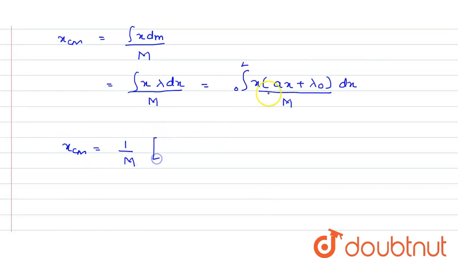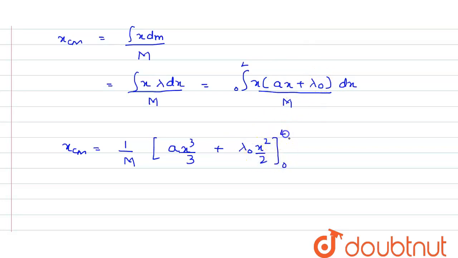Now if we solve this, then for the x center of mass coordinate, we can take 1 divided by m, and what would be the integration? It would be ax square, so the integration of x square would be x cube divided by 3, plus lambda naught into x. So the integration here would be lambda naught x square. Lambda naught is a constant, so it would be just the integration of x, which is x square by 2.